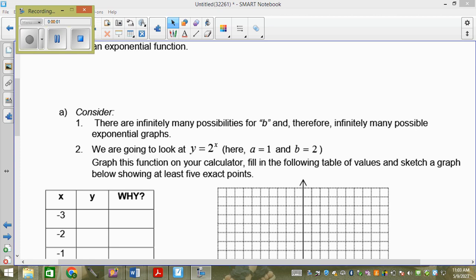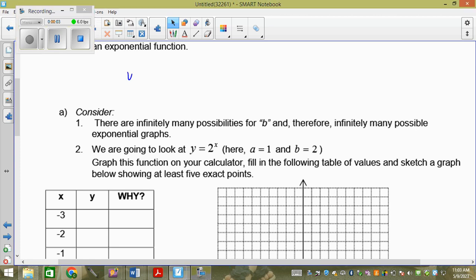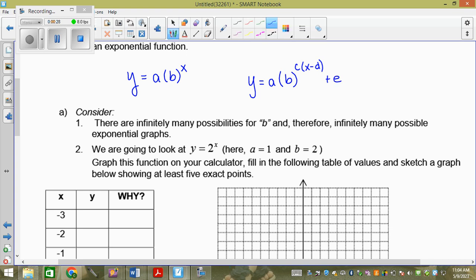Infinitely many possibilities for b. So your exponential function is in the form y equals a b to the x. The transformed form of this looks like y equals a b to the c x minus d plus e. So anything up here is horizontal translation. Anything here and here is vertical.